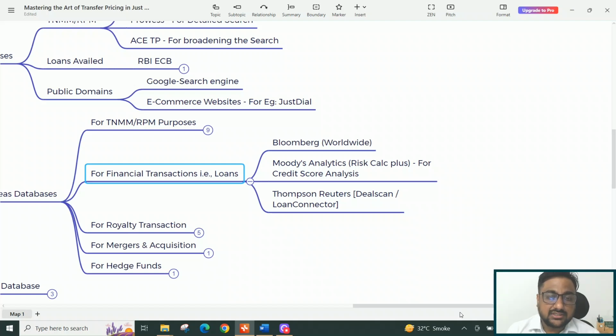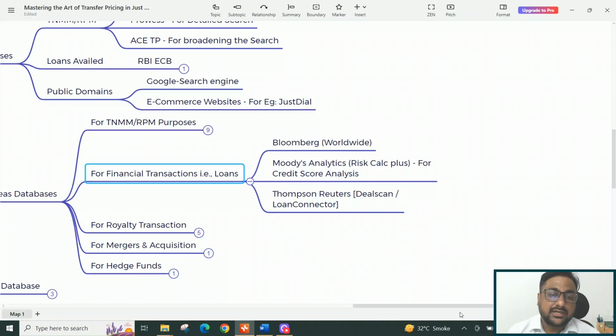Then after, there's Moody's Analytics, that is the RiskCalc Plus database, which is for credit score analysis. Once you benchmark financial transactions, you are also required to undertake a credit score analysis. At times people do undertake that analysis as well. It is recommended, but now you have to follow OECD's BEPS financial transaction guidance as well. We'll take up that part when we discuss special transactions under day 8. But right now, just for your information, I have written here the databases which can be helpful to you for undertaking the benchmarking analysis for a financial transaction.